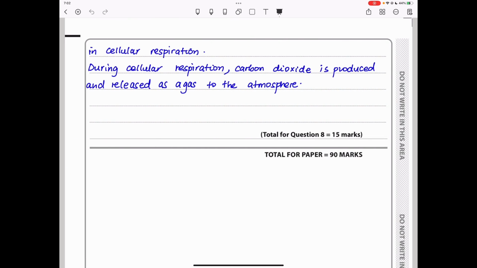Let's continue. When cellular respiration occurs, it could be aerobic or anaerobic. When it occurs, byproducts like carbon dioxide are going to be produced, and these are going to be released to the atmosphere as CO2 gas. So that's how the whole process occurs.